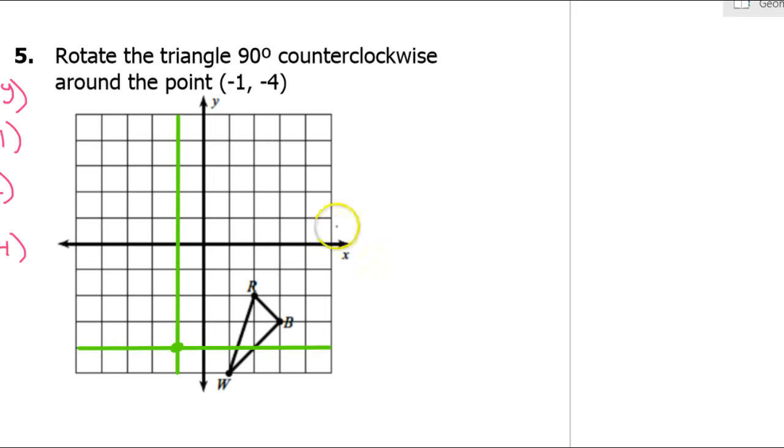Okay, so let's start with the fake coordinates of point B. So the fake coordinates of point B are, let's see, 4, 1. All right, the fake coordinates of point R will be 3, 2. And the fake coordinates of W are 2, -1.